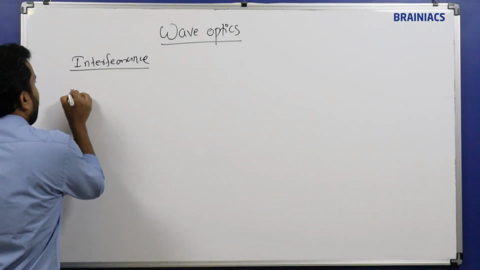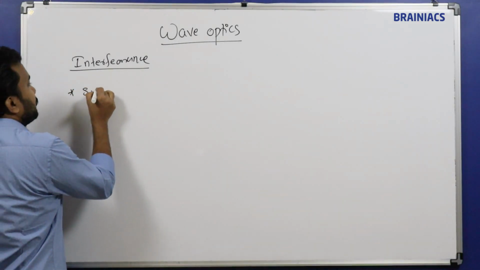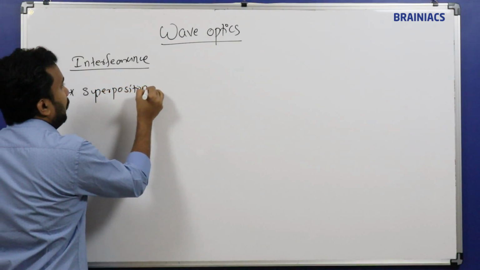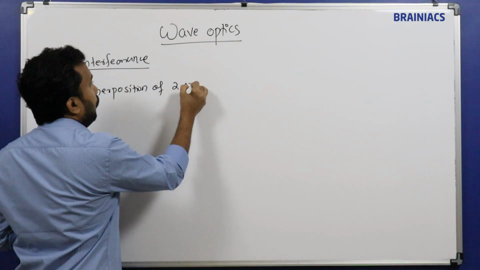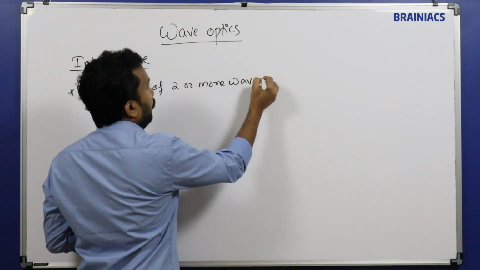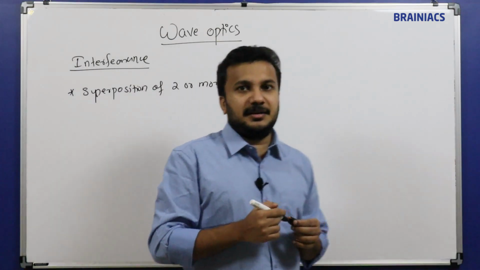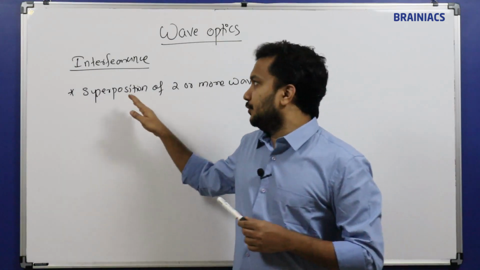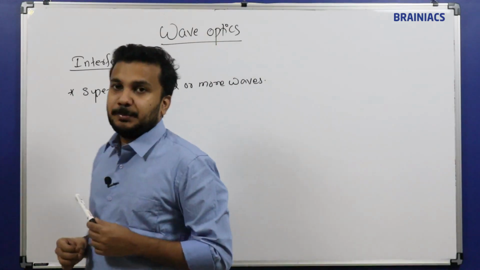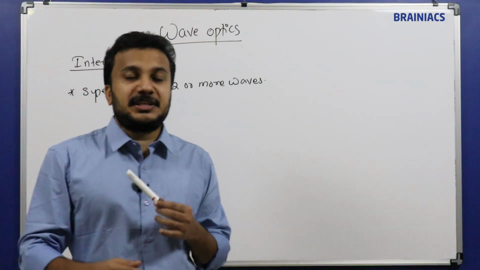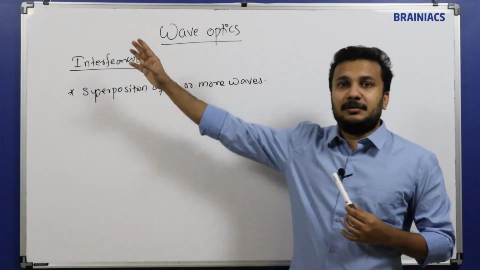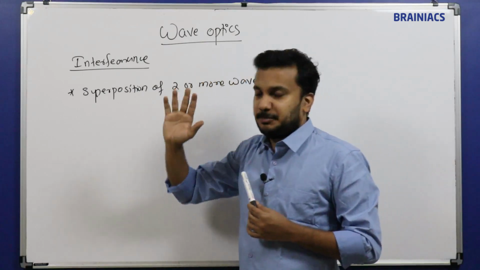So let's write the first point. It is a superposition of 2 or more waves. The minimum criterion is that we require 2 waves. If you have 2 or more waves, then the superposition of those waves, which means the addition of those 2 waves, is defined as interference. So it's an important topic.